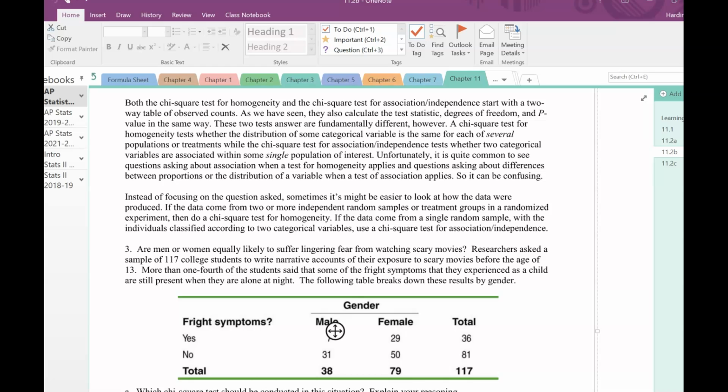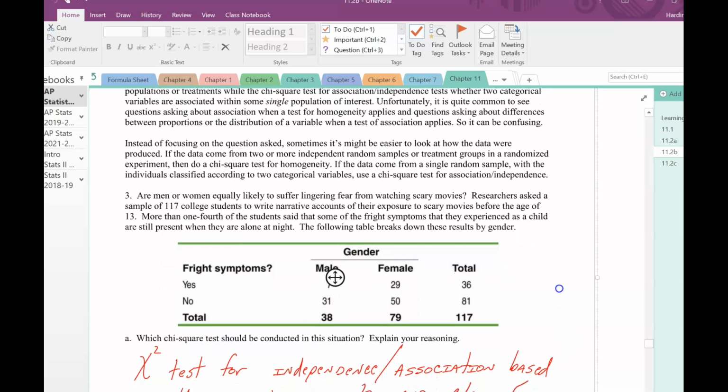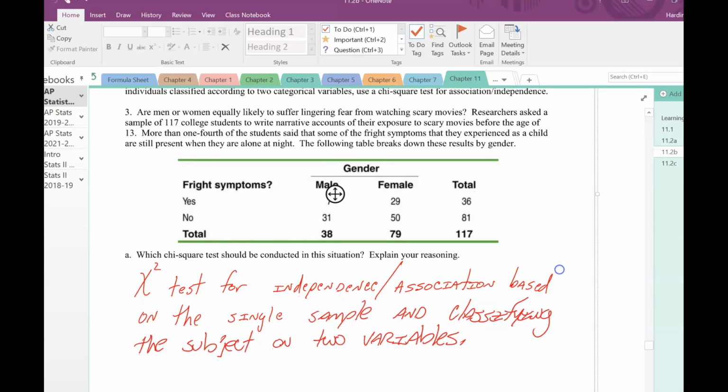All right, so when you're looking at this, before you decide which test it is, have I collected multiple pieces of information from one population, or have I collected the same information from more than one population? And what you should have determined is that this is just one population. So this is a test for independence or association. You have one population of 117 students, and you've collected their gender and whether they still suffer from fright symptoms.